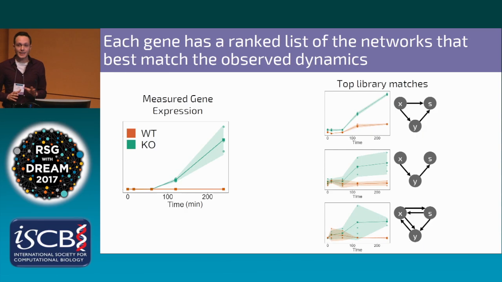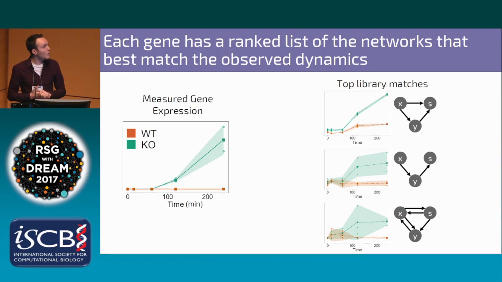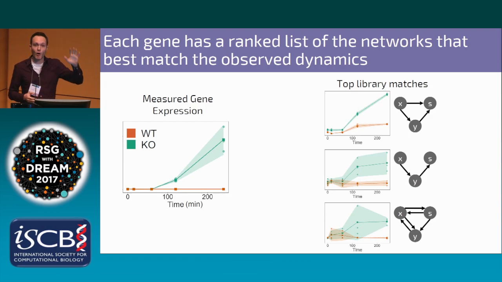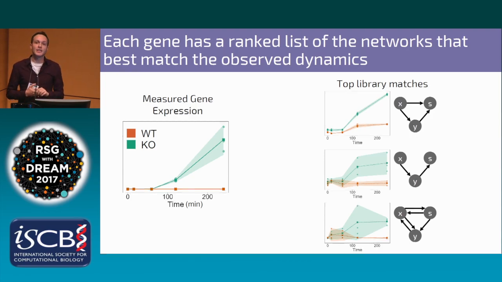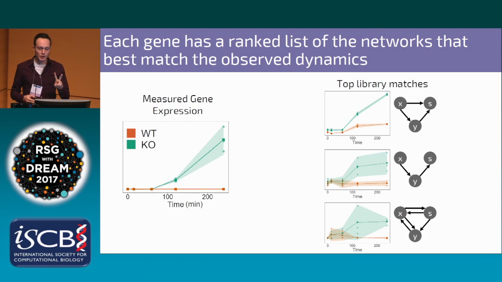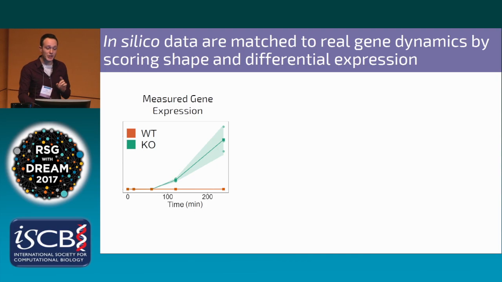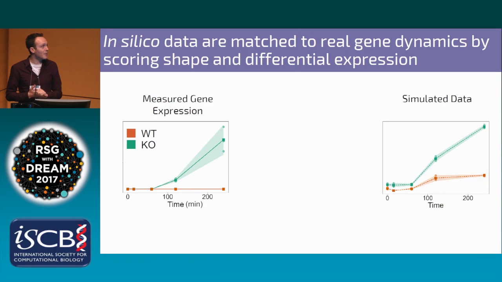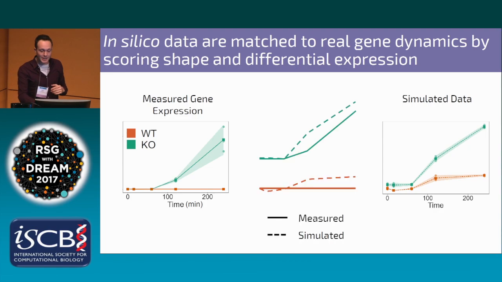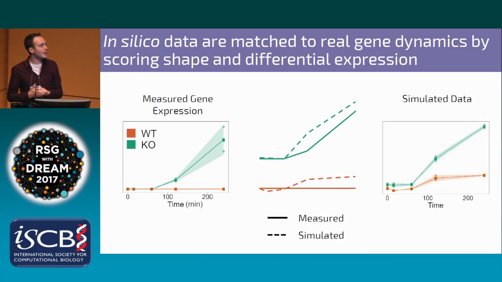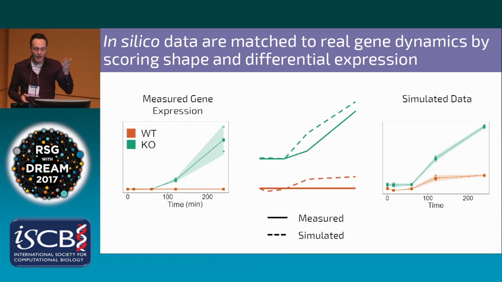So for each gene that we identified differential expression in our microarray experiment, we can then create a ranked list from our library of the small networks that best match the gene expression dynamics that we observed experimentally. And we rank these in 2 ways. The first is to match the shape of the experimental data. So for each in silico simulation, we match its mean trajectory for the wild type and the knockout, and if it is a good match, it'll be higher up in our list.